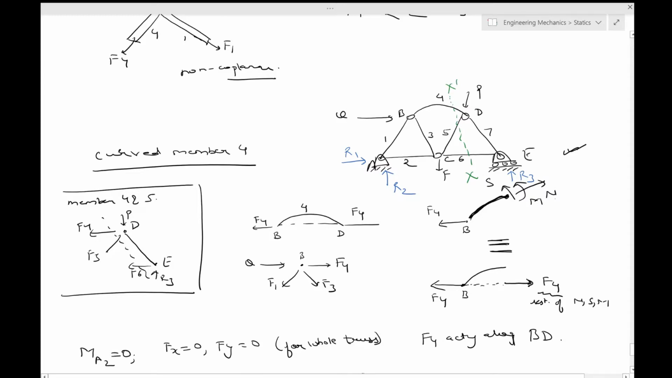Now you can find the forces in members 4 and 5 of this truss by taking this cross section. Draw the FBD of the part to its right, and use this moment about C equal to 0, where C is this particular point, and Fy equal to 0. Once you do this, you should be able to get F4 and F5. So that's how one can solve.